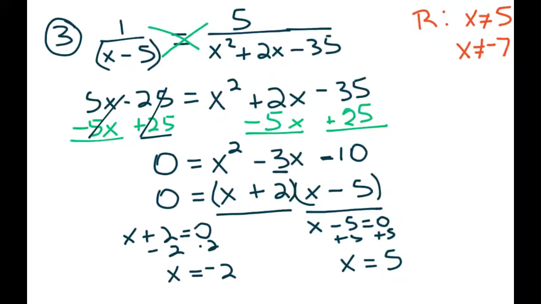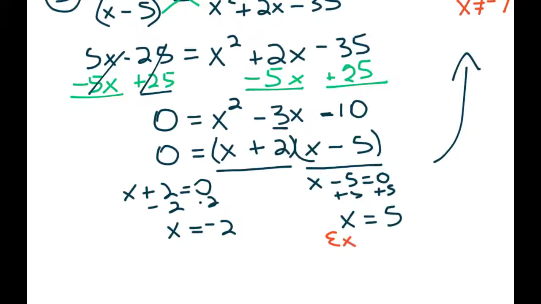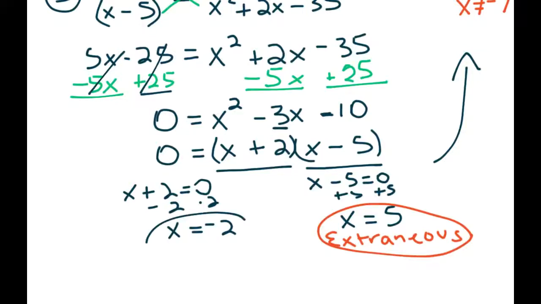So let's go back and look at our restrictions. Okay, I notice here I have a restriction of x cannot equal 5. And down here I have x equals 5. So this is where we get an extraneous solution. So x equals 5 is extraneous. That says it's not actually a solution because it is also a restriction. It can't be used. But x equals negative 2 is a good solution. All right, let's do another one.